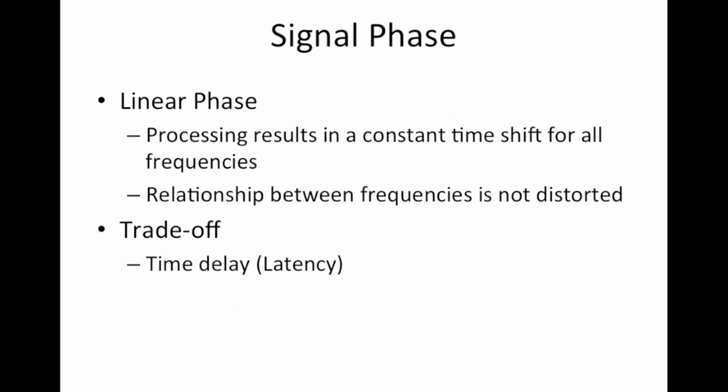So when it comes to linear phase signals, what you need to know is that the signal processing of these linear phase filters or compressors, things like that, results in basically a constant time shift for all frequencies. And that means that the relationship between the frequencies is not distorted. The main trade-off, though, is that there's a time delay, or essentially latency, that's built into these kinds of filters.